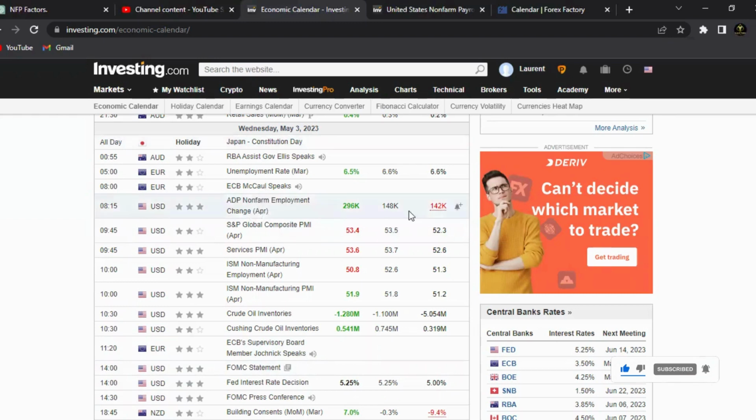Now we can see here, the previous report was at 142K. The anticipated was about 148K, and then the actual reading came out at 296K. A very strong positive reading for the US dollar, right? This is one of the major indications of the NFP, right?